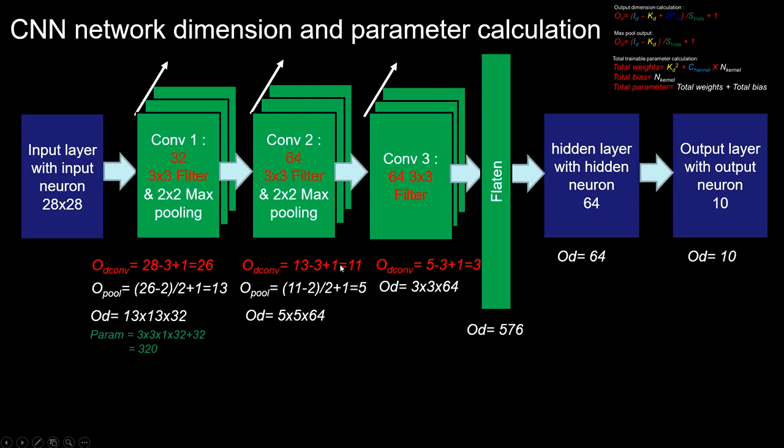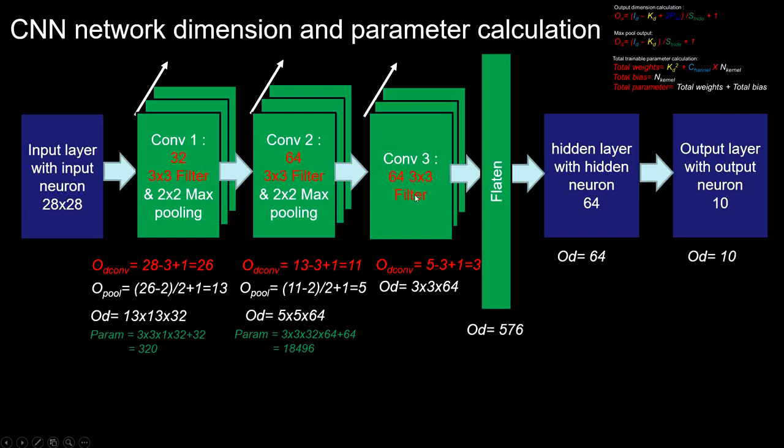Moving on to the second convolutional layer, it's the same thing. You have 3x3 filters, and your input channels in this case is 32, and then you have 64 filters in convolution layer 2, plus the bias in convolution layer 2. So you have 18,496 parameters for convolutional layer number 2.